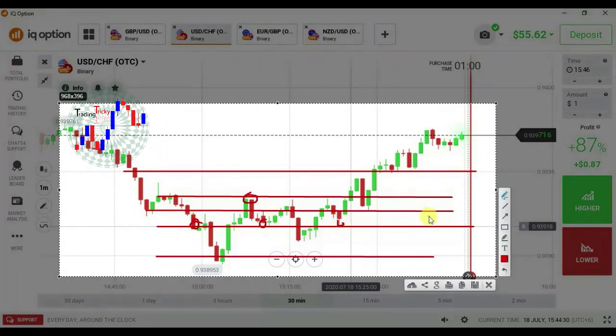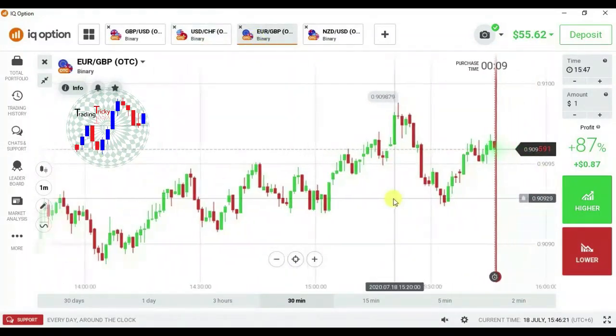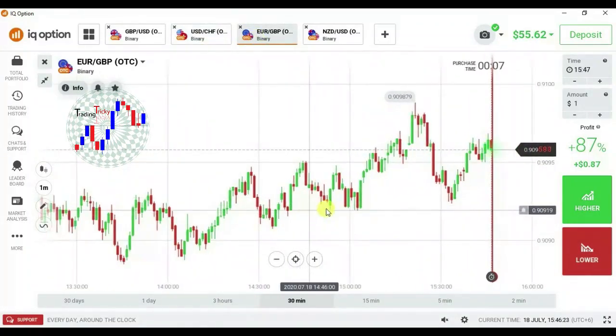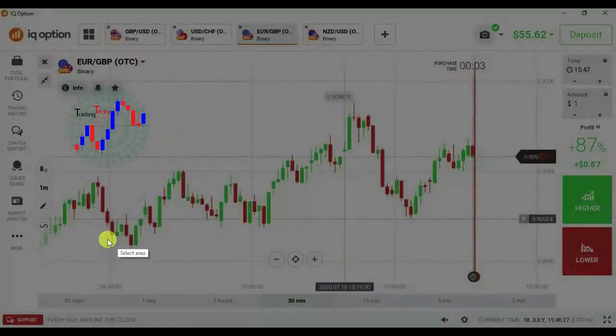Then price actions. Okay, here we can see this is a breakout candle. So let's move to another chart. Okay, here we can see this is a running market.